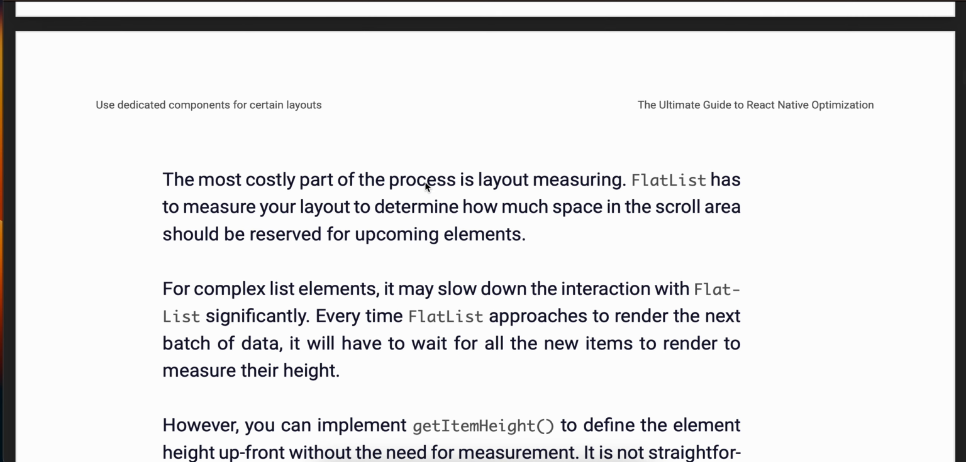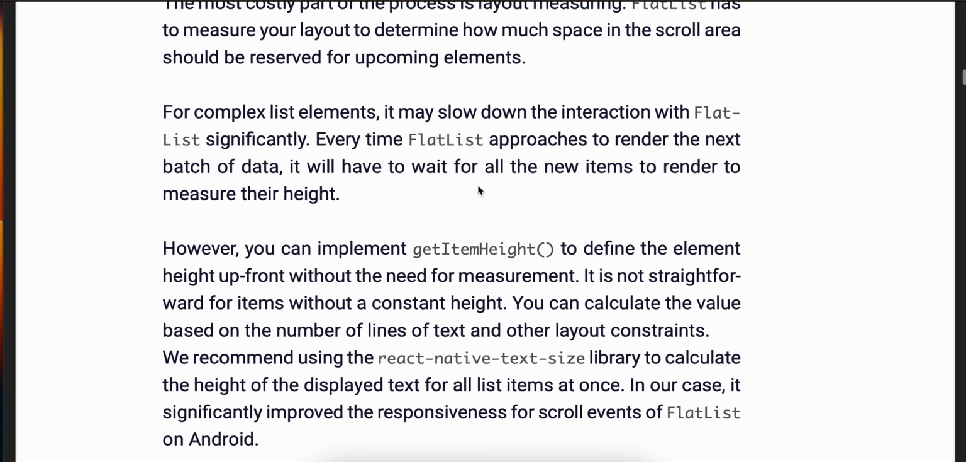The most costly part of the process is layout measuring. FlatList has to measure your layout to determine how much space in the scroll area should be reserved for upcoming elements. For example, with complex list elements, it may slow down the interaction with FlatList significantly. Every time FlatList approaches rendering the next batch of data, it will have to wait for all new items to render to measure that.